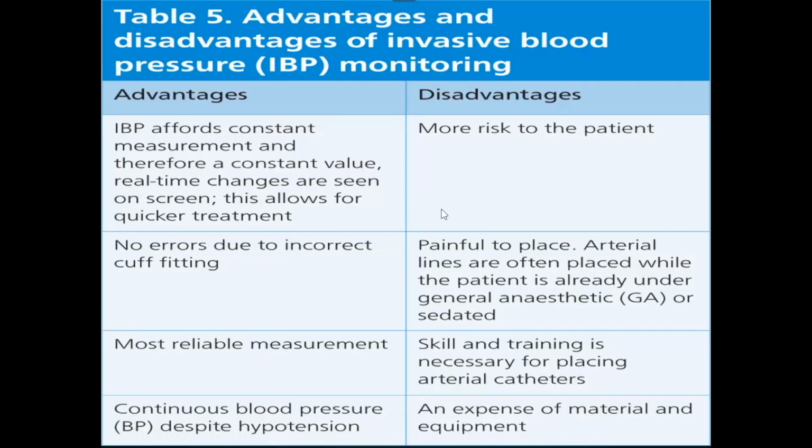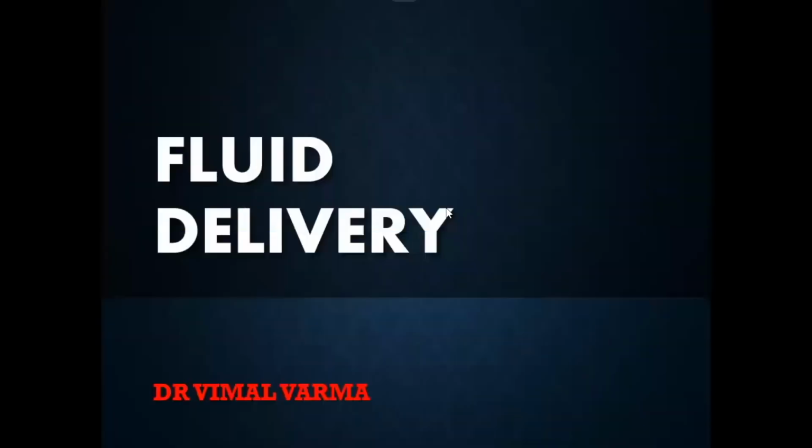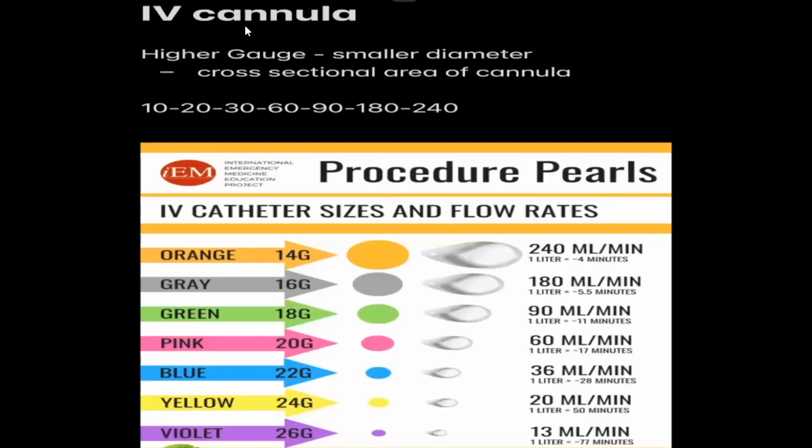Okay, so next we go to a simple topic, fluid delivery. These are again simple MCQs, as I mentioned, like your SI units and pressure equivalents. If you know it, you get 100% marks. So you have to know about your IV cannula. Simplified, higher gauge, smaller diameter. The bigger the gauge number of your IV line, the smaller the diameter of your cannula, the cross-sectional area of the cannula. Higher gauge, smaller diameter.